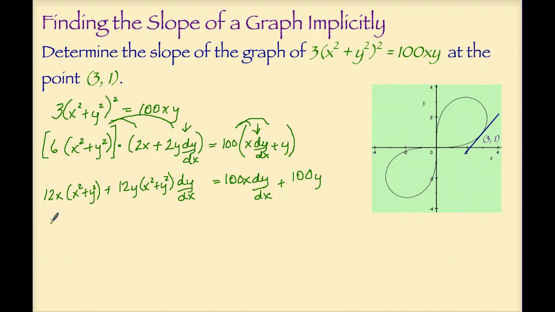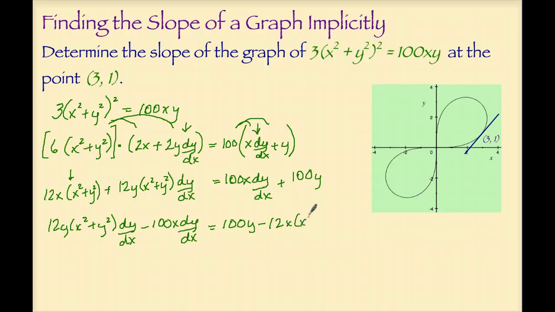So on the left, I'm going to have 12y times the quantity x squared plus y squared, dy dx. I'm also going to subtract over this term, negative 100x dy dx. Those are both dy dx terms. They're now both on the left side of the equation. On the right side, I have the 100y that was already there, and then I'm going to subtract over this term, which means I'll have minus 12x, then the quantity x squared plus y squared.